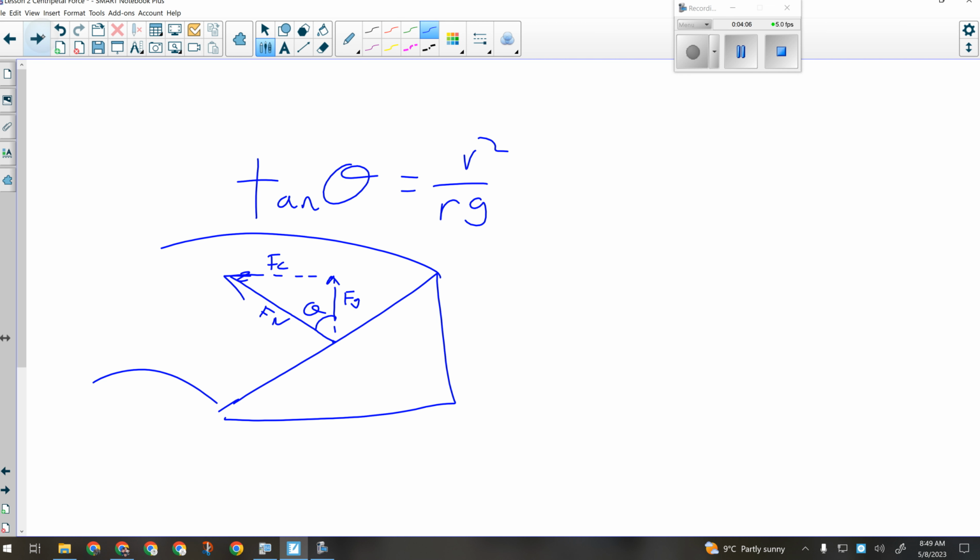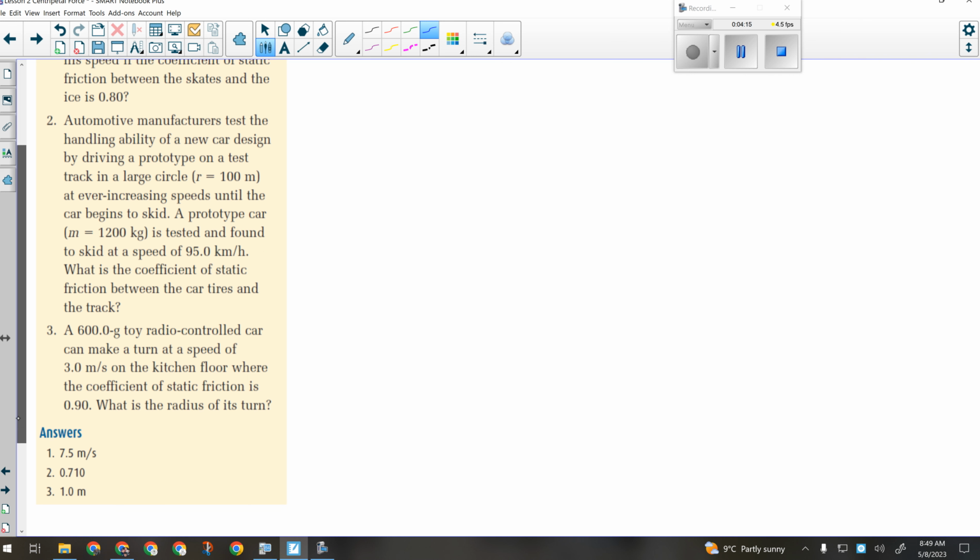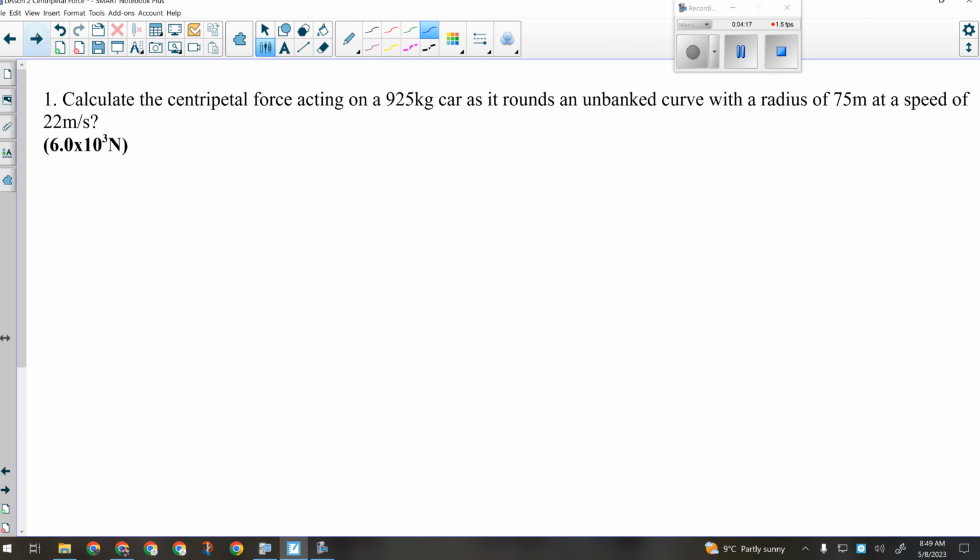Those are all unbanked curves, which we just did. And I don't have another banked curve question.